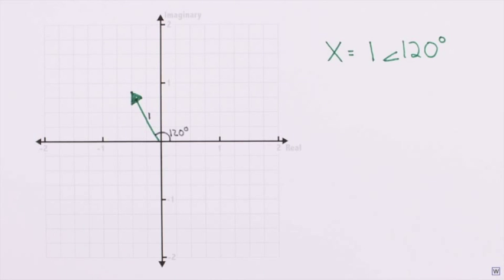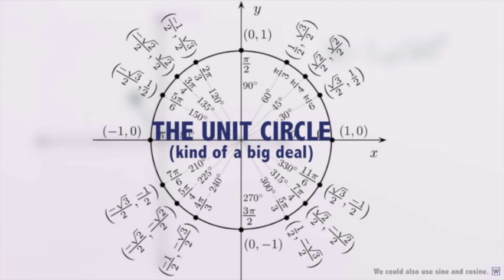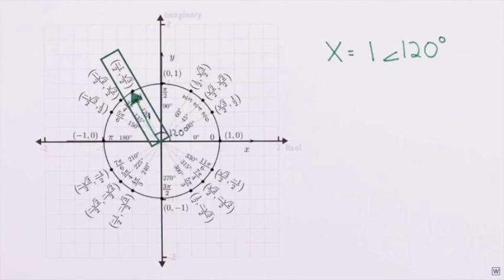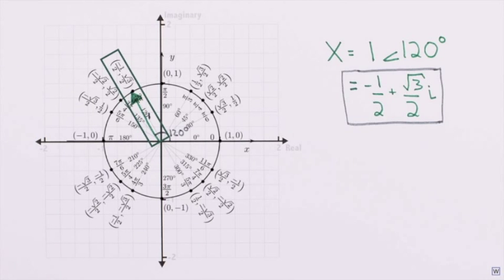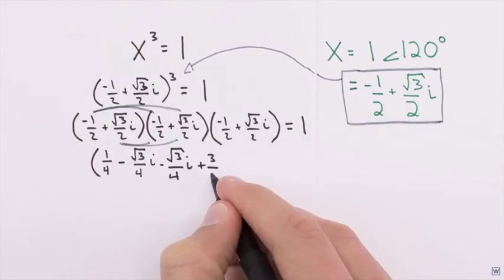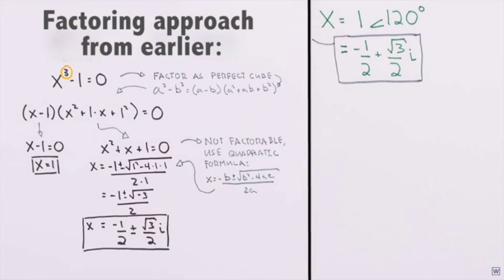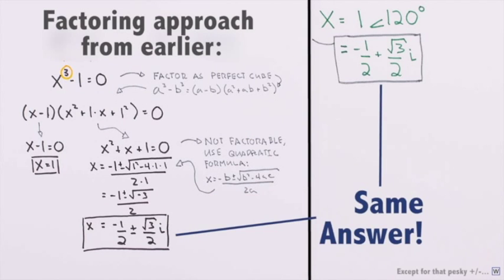Our teacher would like this answer in rectangular form, so let's put it back in that form. Our best friend, the unit circle, can save us some time here. We would like to know the rectangular coordinates of a point on the unit circle at an angle of 120 degrees. According to the unit circle, our answer is minus 1/2 for the real part and root 3 over 2 for the imaginary part. So now let's try multiplying our results. We have 1. Yes, we solved the problem visually using the complex plane and got the same answer as when factorizing. Perfect.